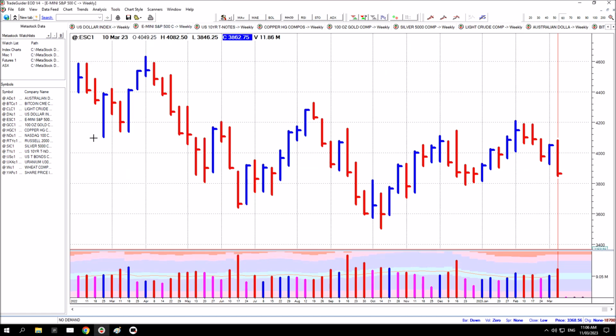Next chart is the E-mini S&P. This is the S&P 500 index futures, and I'll draw the highs of the range in first. This is forming resistance. The market broke down here. It didn't want to break down. It tried to hold on this bar. It tried to hold on this bar. Eventually, finally broke down here.